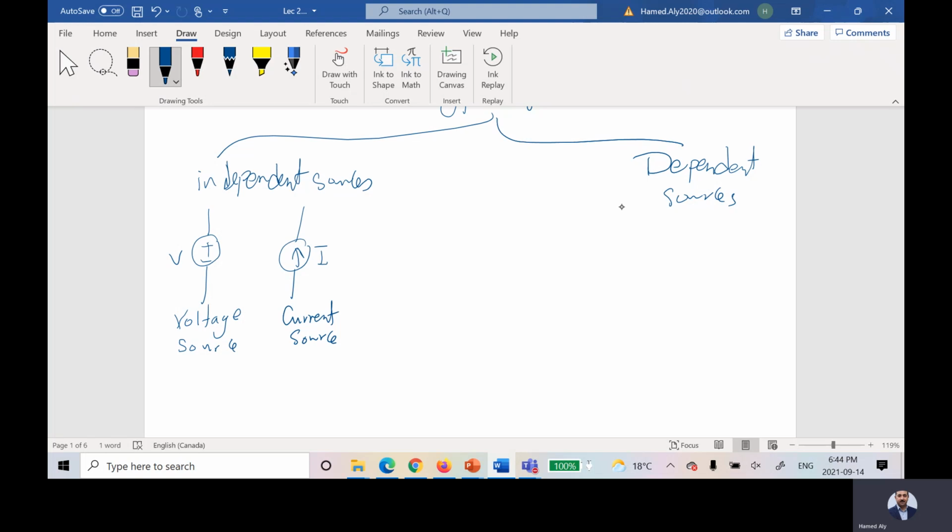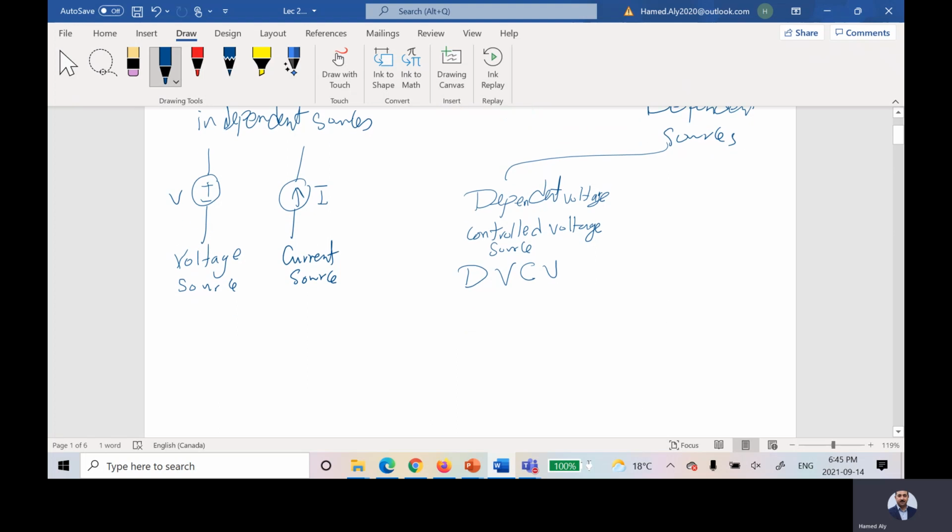So if I'm talking about, for example, dependent voltage controlled voltage source. We are calling it dependent voltage controlled voltage source. What is this guy? It is a voltage source. It is controlled voltage source, depending on what? Depending on voltage. So its symbol will be something like that. Vs is equal to a certain value multiplied by the voltage for a specific branch.